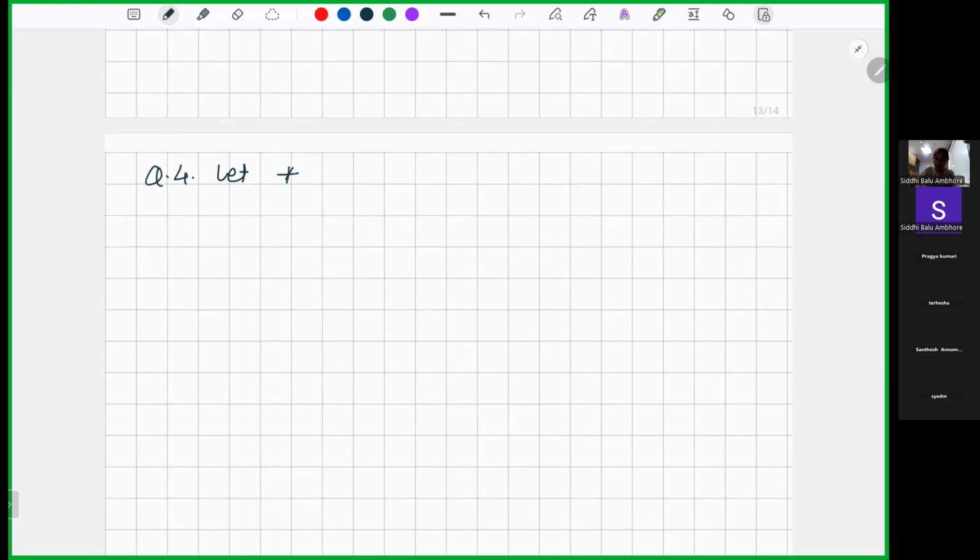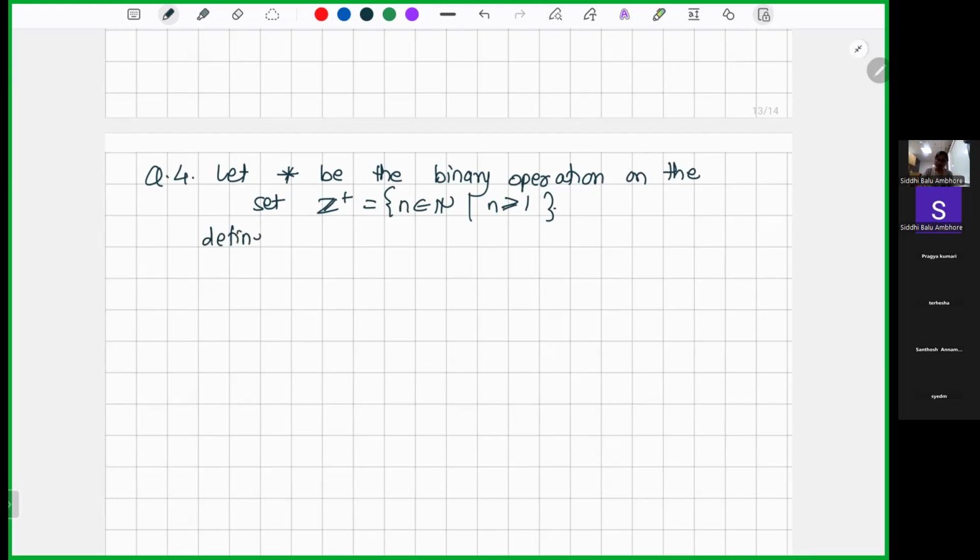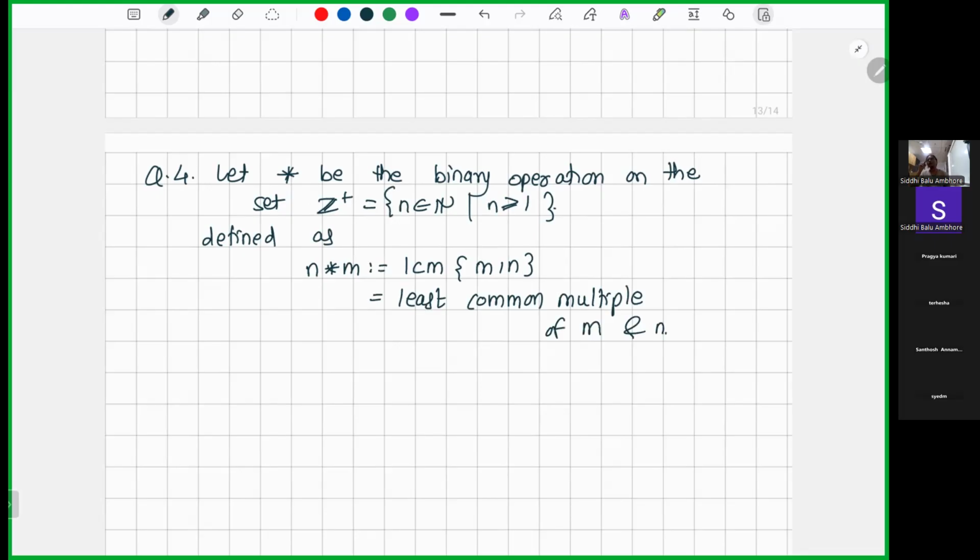Let again star be the binary operation on the set Z plus, that is all natural numbers greater than or equal to 1, defined as m star n equals LCM of m comma n, that is, the least common multiple of m and n.